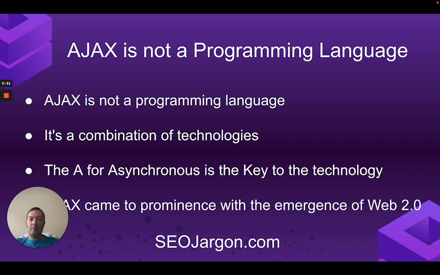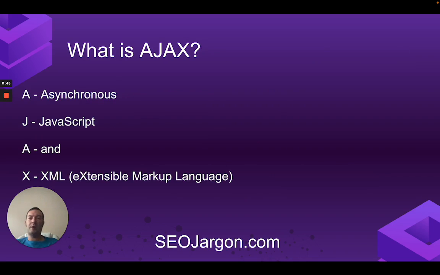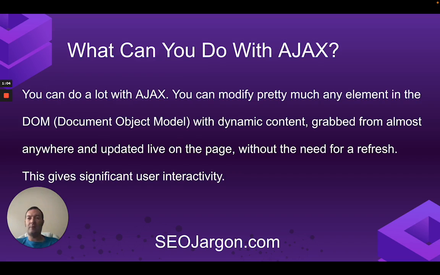AJAX kind of came to prominence with the emergence of Web 2.0. You might remember spinny icons for loading. It's a way that you can fetch content and bring it back live and interactive in a web page without actually going off the page. So let's break it down. A for asynchronous, J for JavaScript, A for and, and X for XML, which is actually extensible markup language. So you can see it's really just a collection of technologies. It's not its own unique technology, but the broader AJAX platform was developed as a technology platform.